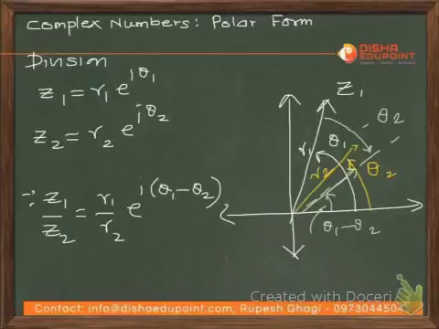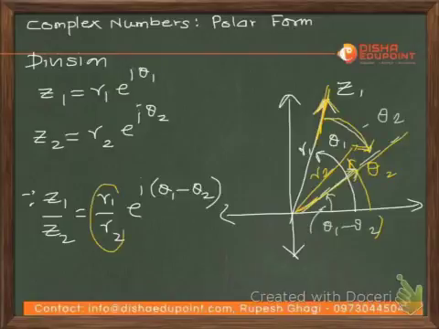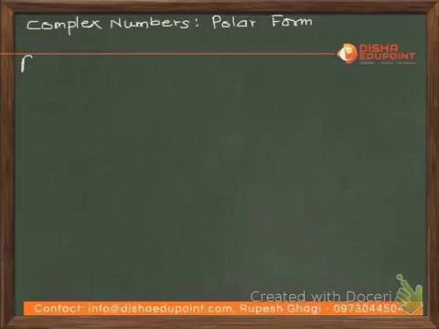So first of all, we have Z1 over here at the angle theta 1. We are turning it, subtracting the angle theta 2 from it, and we reach here. This is the position at which we are going to get the answer. This is the angle, the argument of the resultant. And the modulus of the resultant will be equal to R1 upon R2. We have to take the ratio of the two moduli.